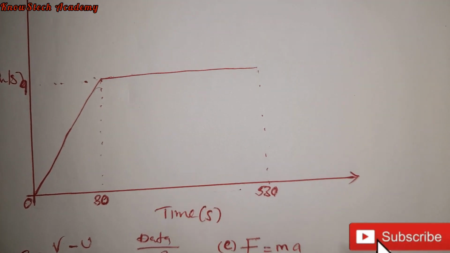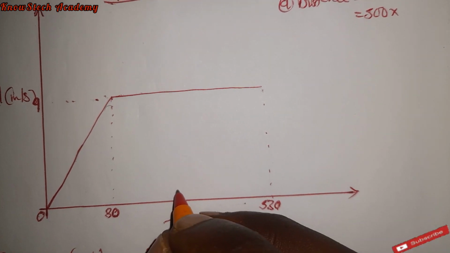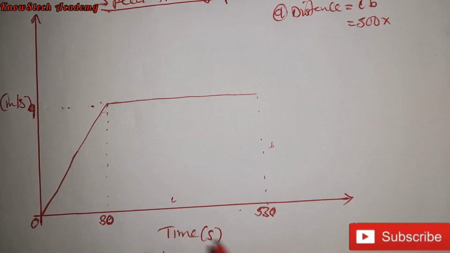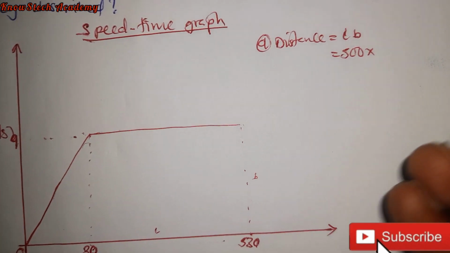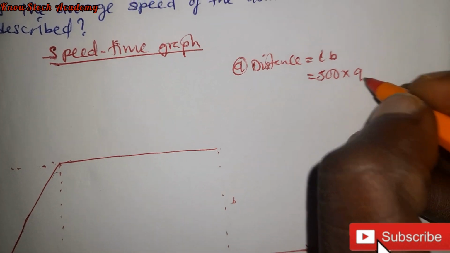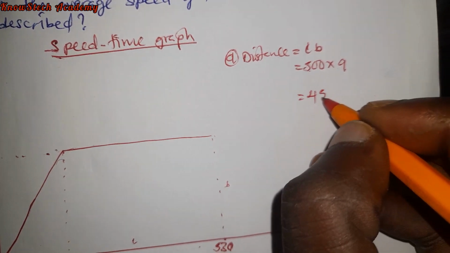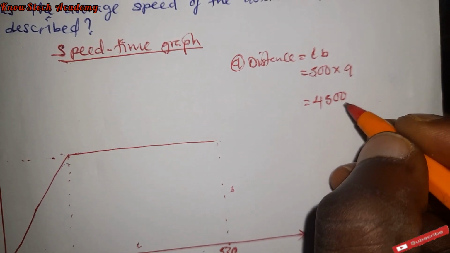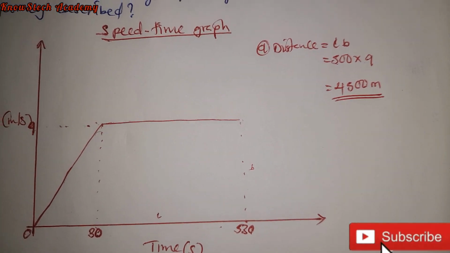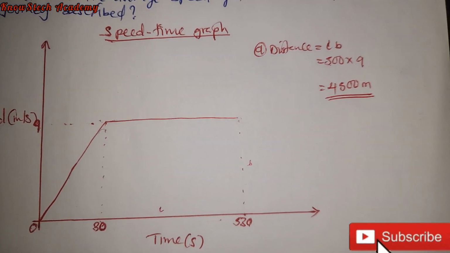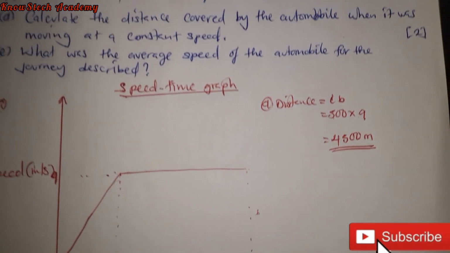So here we substitute with 500 multiplied by, let me just write this with a pencil, so you don't get confused. This is our L, then this is our B. From here up to here is 500, from here up to here is 9. So it will be times 9. 5 times 9 is 45, and you add the zeros. Remember, distance is measured in meters. So it's 4,500 meters.